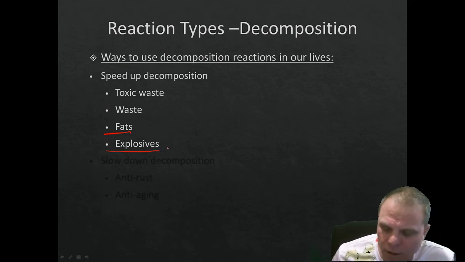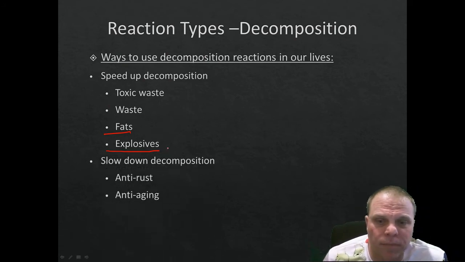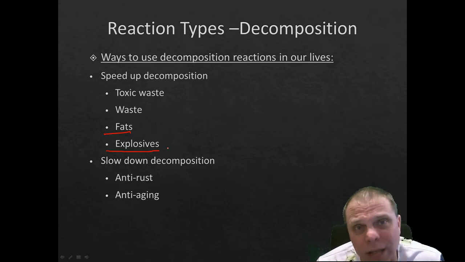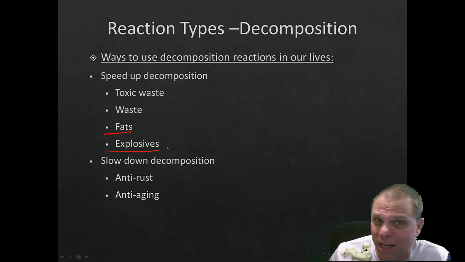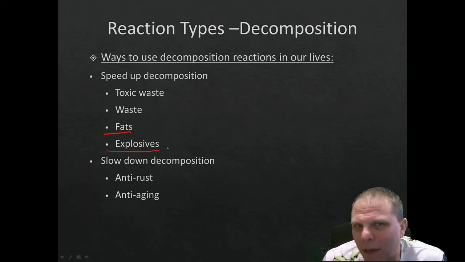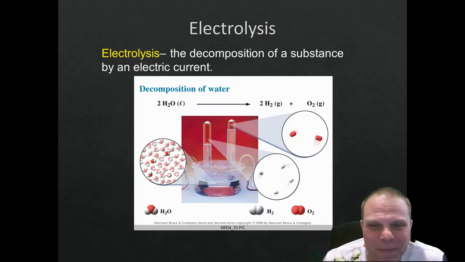And then we can also use decomposition reaction understanding in other ways. What if we can slow down the decomposition reaction? That would help us to slow down the rusting process or the aging process, right? If my body is aging, my face is getting wrinkles and things like that due to decomposition reactions, what if I can actually slow that process down? That would be pretty useful, right?